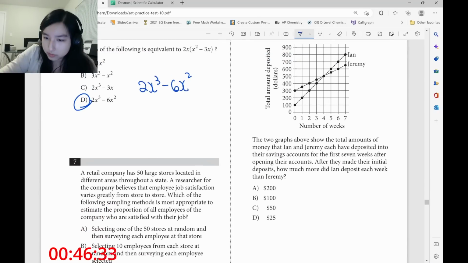Alright. Anyway, how much more did Ian deposit each week than Jeremy? So Ian increases by 100 every week. Jeremy increases by 50, so that's 50 more.